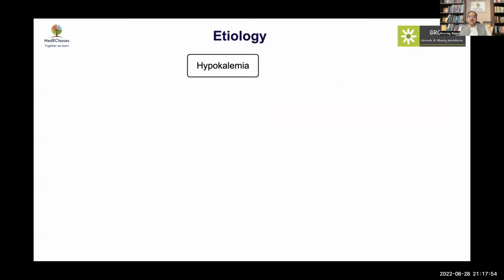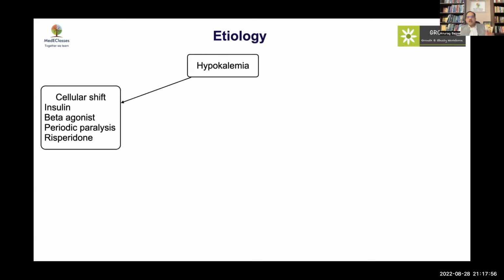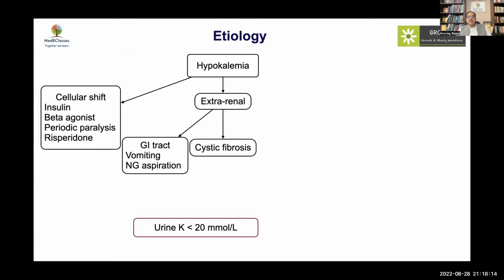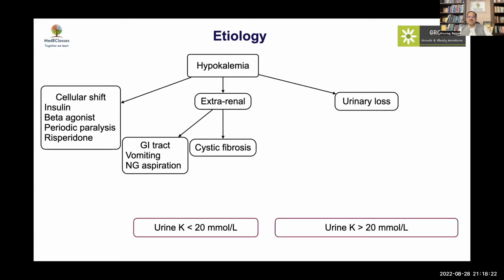So from an etiological perspective, hypokalemia can be because of cellular shift. These are acute causes: insulin, beta agonist, periodic paralysis, and risperidone. Or an extrarenal cause, in which the urinary potassium is low, which includes GI tract abnormalities like vomiting or NG aspiration, or cystic fibrosis.